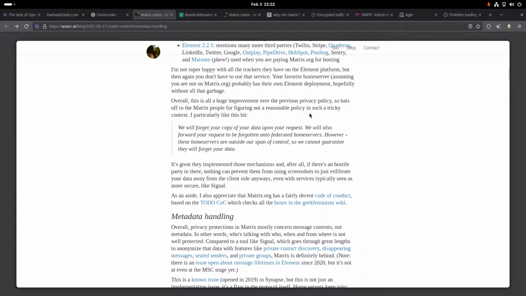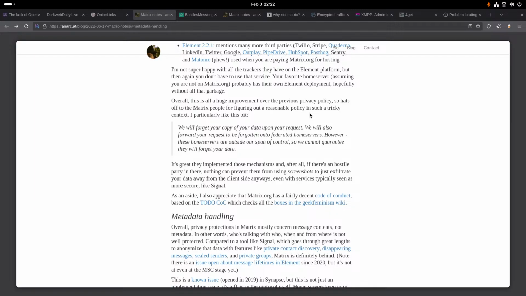I'm not super happy with all the trackers that they have on the Element platform, but then again, you don't have to use that service. Your favorite home server assumes that you are not on Matrix.org, so probably has their own Element deployment, hopefully without all that garbage. Overall, this is a huge improvement over the previous privacy policy, so hats off to them.